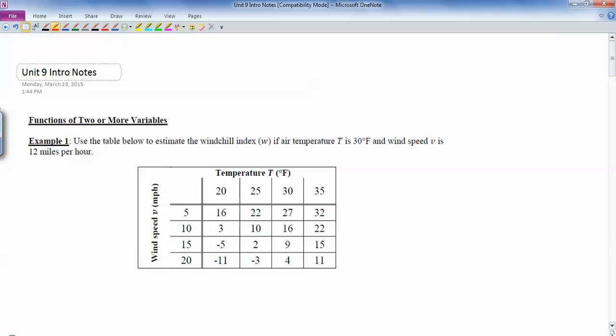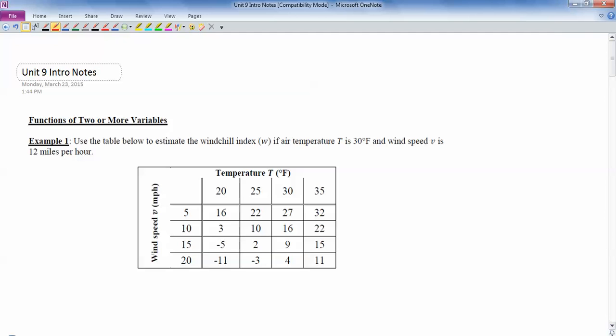All right, so this video is going to be about Unit 9, and you've got a handout that I think says Unit 9 intro notes at the top, and basically you can just take notes straight from this video onto that handout. So in the first example, we got this table here.